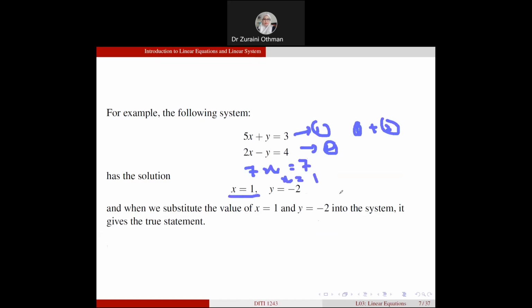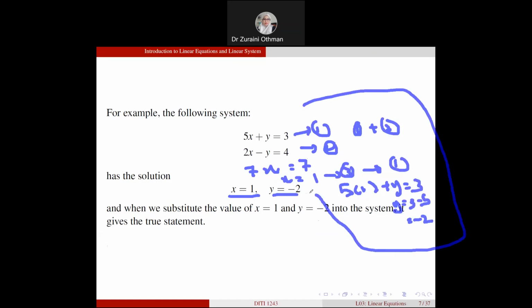Okay, we get x is equal to 1. Then from this equation 3, we put it in equation 1. For example, it is 5 times 1 plus y is equal to 3. And this is y equal to 3 minus 5, which is equal to negative 2. That's why we get y is equal to negative 2. This is the method we call the elimination method. You used it in secondary school.